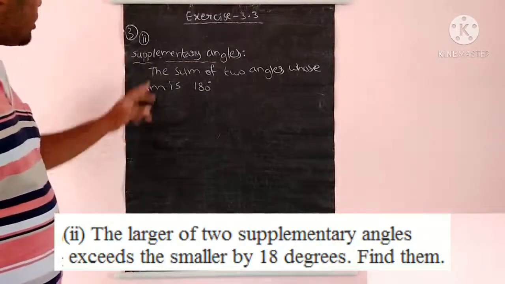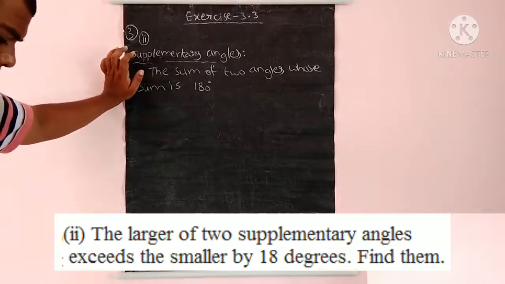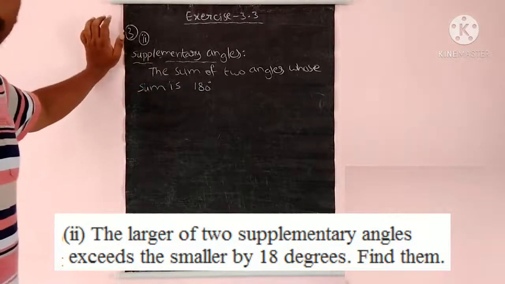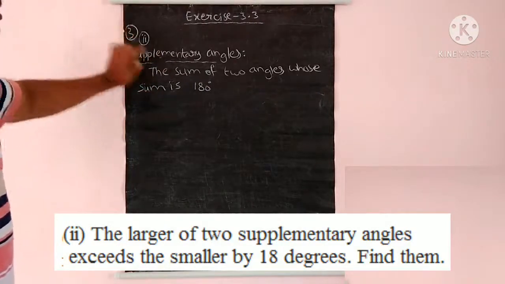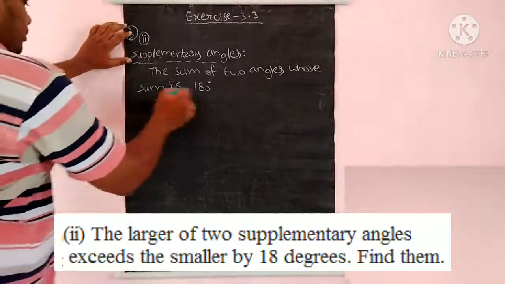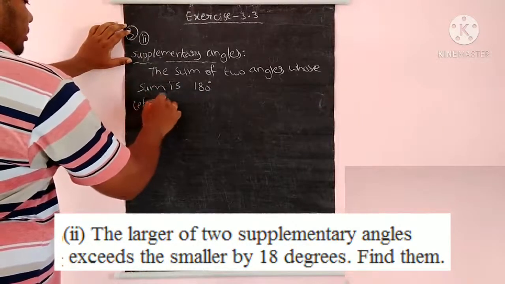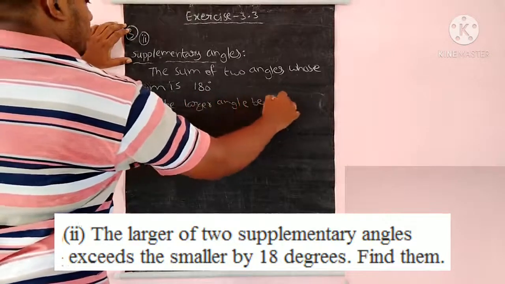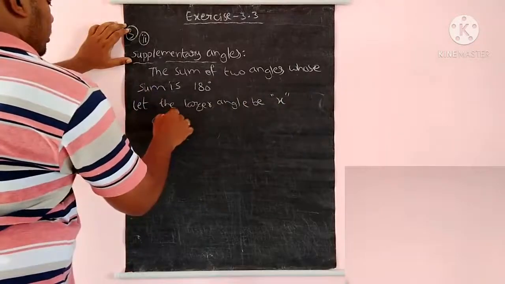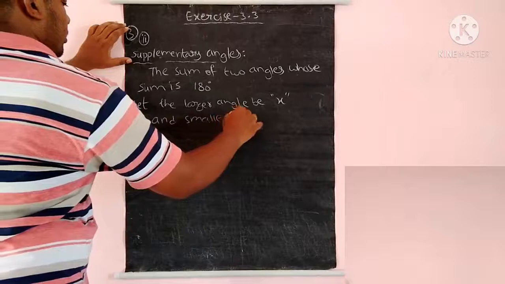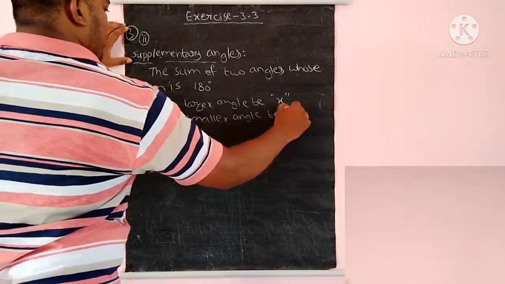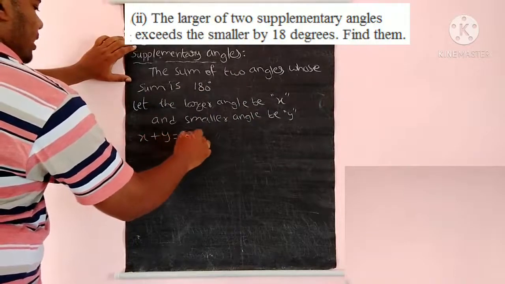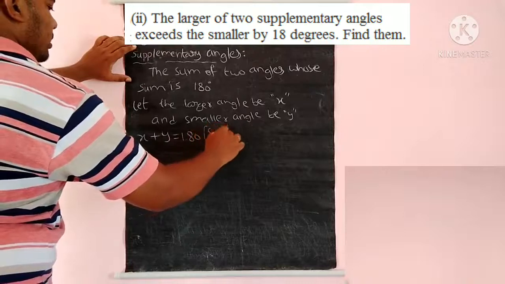Next, the second question: the larger of two supplementary angles exceeds the smaller by 18 degrees. Find them. First of all, supplementary angles means two angles whose sum is 180 degrees. Therefore let the larger angle be x and the smaller angle be y. Now x plus y equals 180. Why? Because they are supplementary angles.